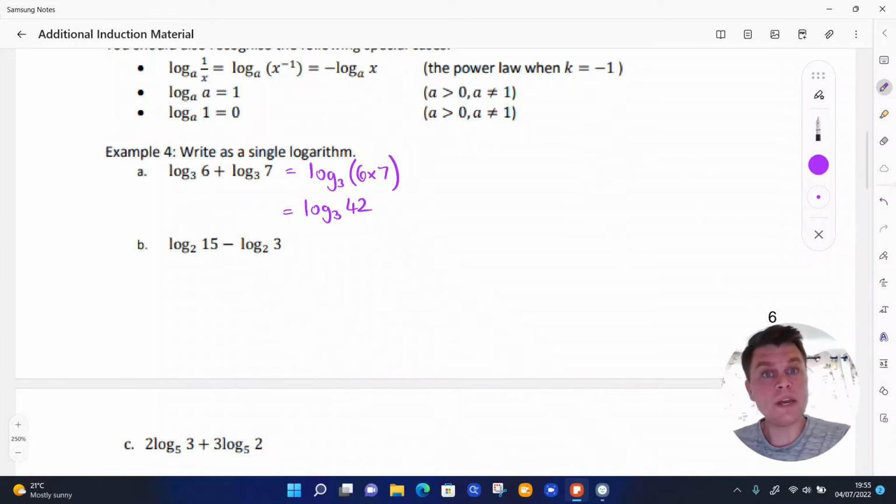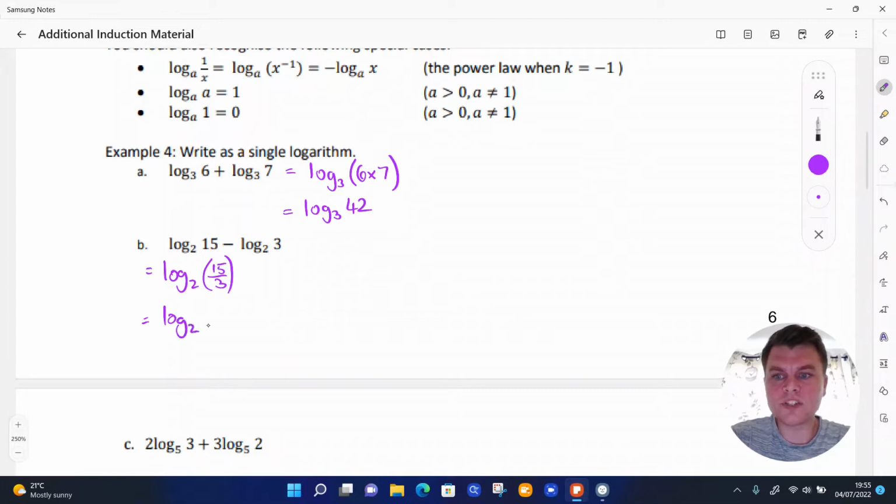Okay, part B, again, the bases are both 2 in this case, so we can use the division law because we have a subtraction. So this will become log base 2, and then in brackets, and personally I like to write it as a fraction. Just helps me to see if I can simplify anything, which in this case of course we can. And it becomes log base 2 5.